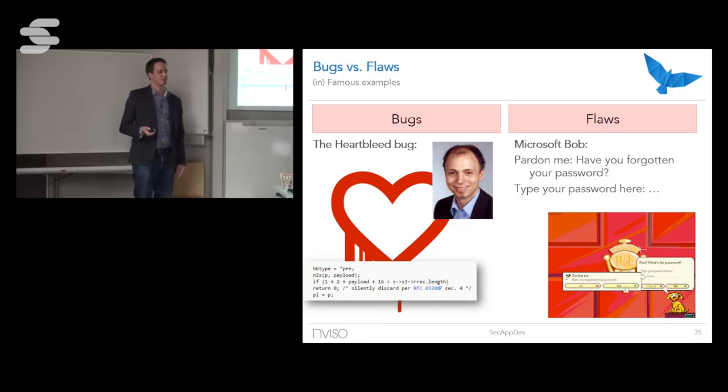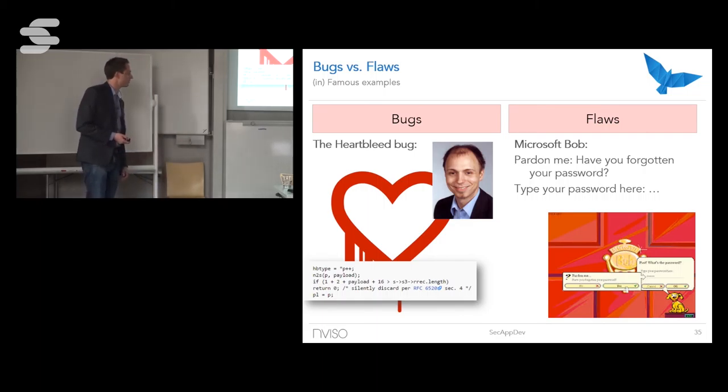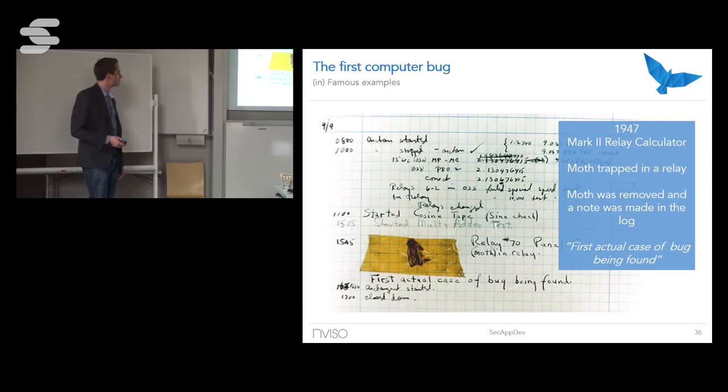When you wanted to log in to Microsoft Bob and you forgot your password, you could type it in 3 times incorrectly, and then this nice little dog, Bob, would appear on the screen and say, "Hey, it looks like you forgot your password. Please enter a new one," without asking your original password, of course. I think that's broken by design, so that's a good example of a flaw in that case. The impact might be a bit different for both examples, but again, it's a good illustration of what we're talking about here.